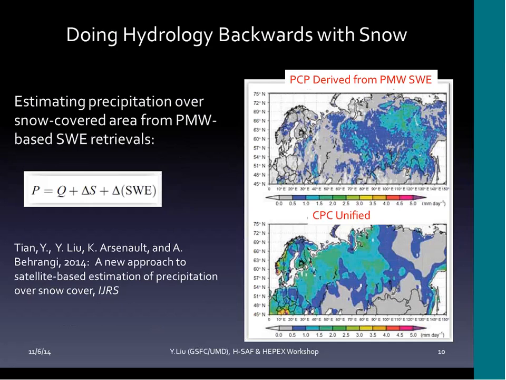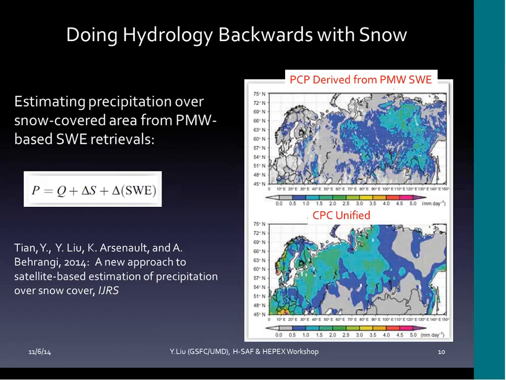So what can we do with snow? There were some discussions in the earlier part of this workshop that we can do hydrology backwards. We can estimate precipitation from soil moisture measurements. Here we are trying to do it with snow measurements as well. So you can estimate precipitation over snow-covered land area, which is currently not measurable from space by the satellite missions.